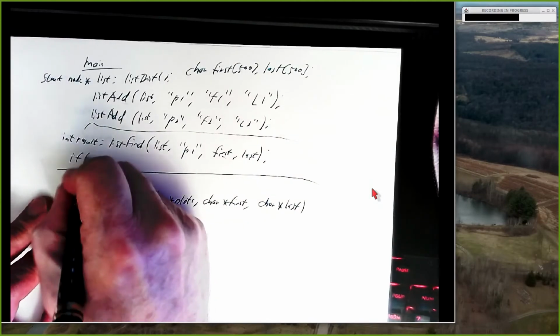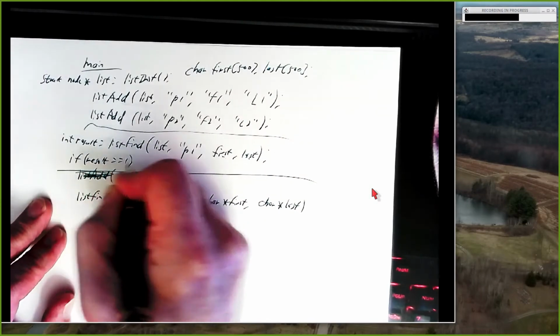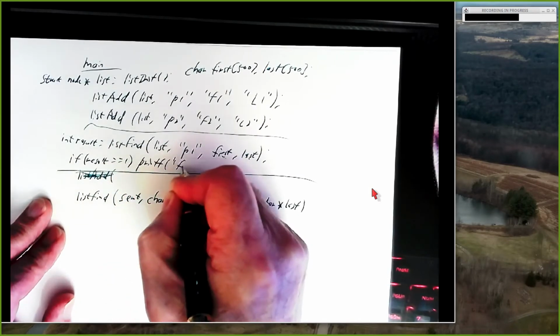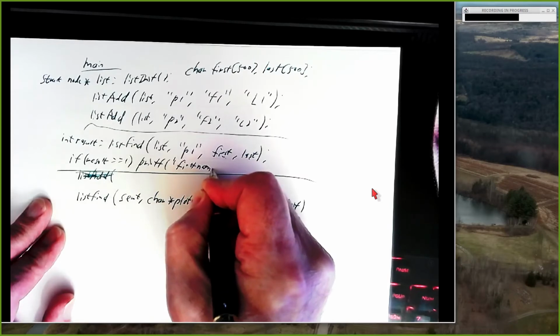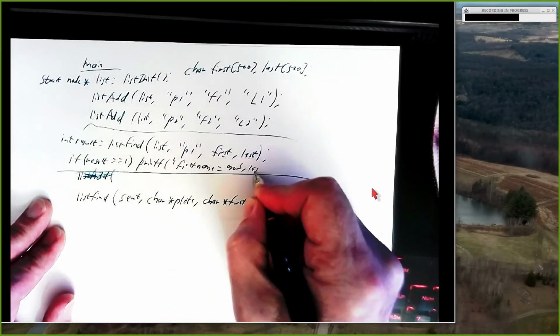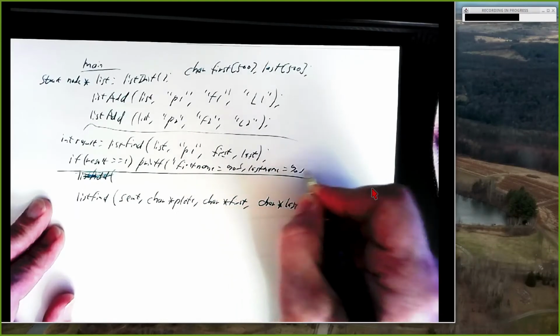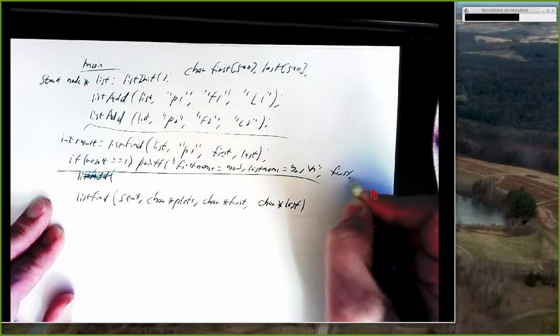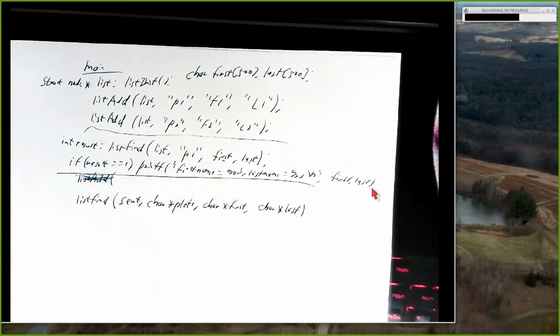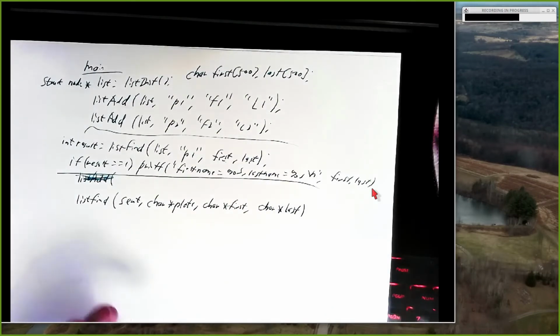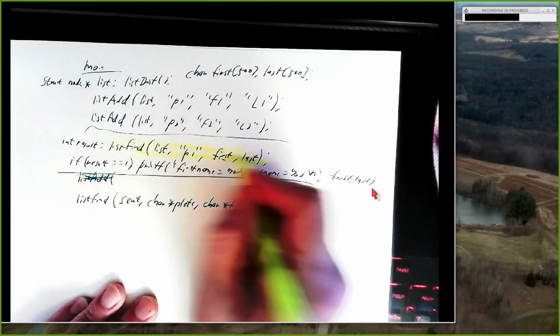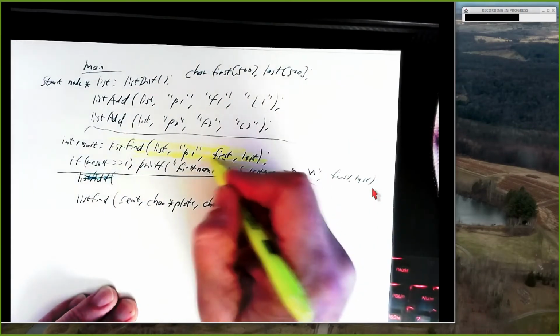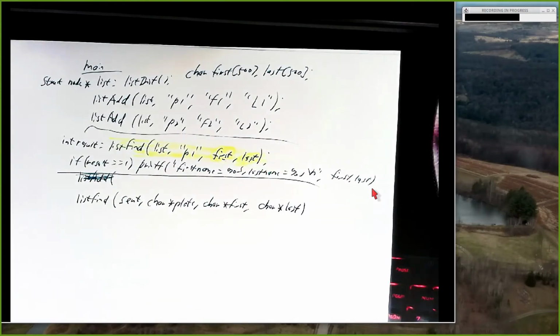So I could do something like, if result equals 1, print first name equals %s, last name equals %s, first last. What I'm doing with this isn't really important. The detail of concern is that when I make this call to list find, it should do something to change the value of this first and last variable pair. And it changes them to be the value that was stored in the linked list.